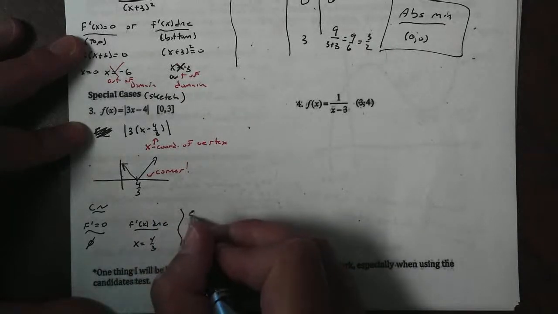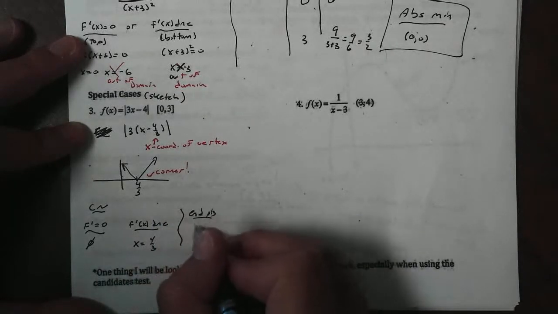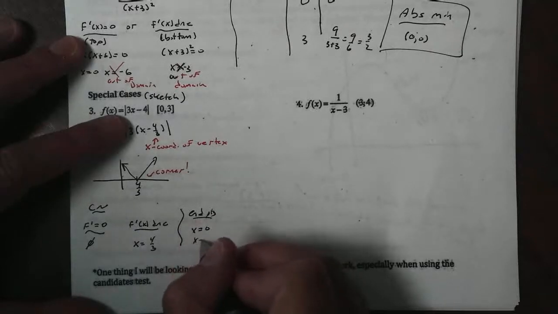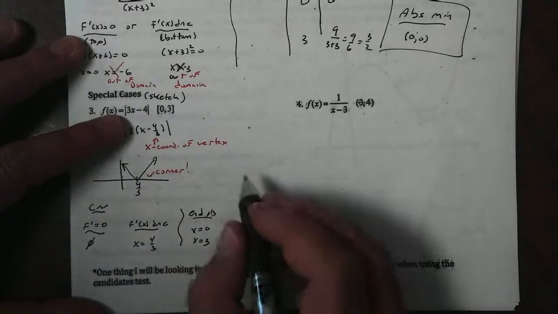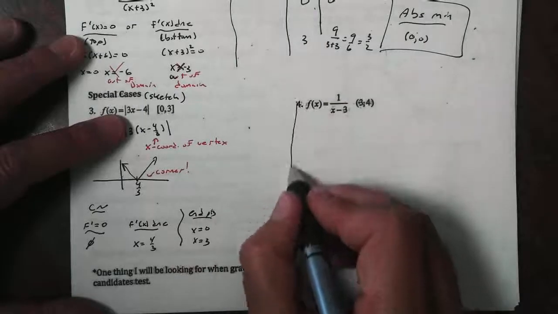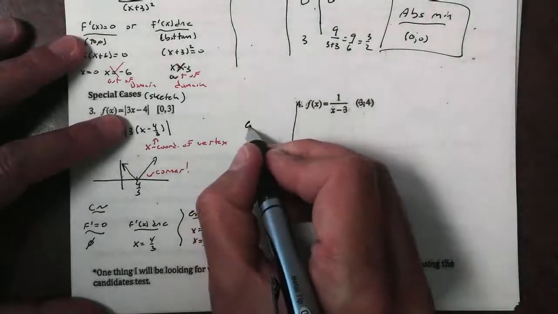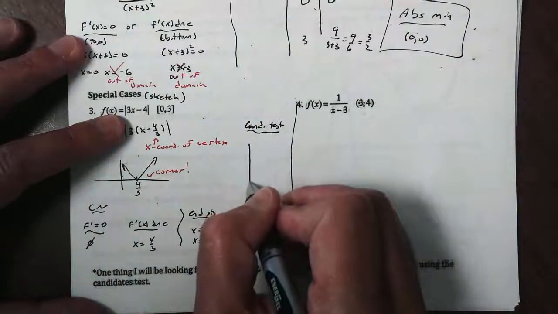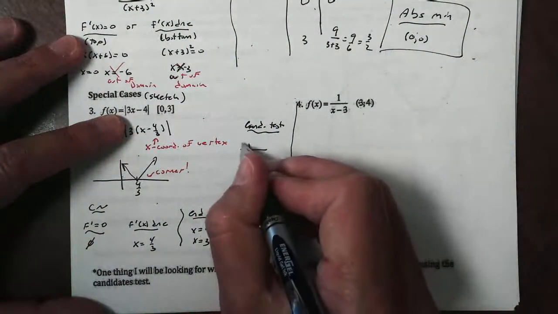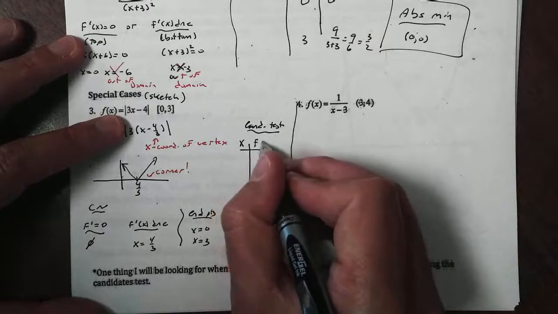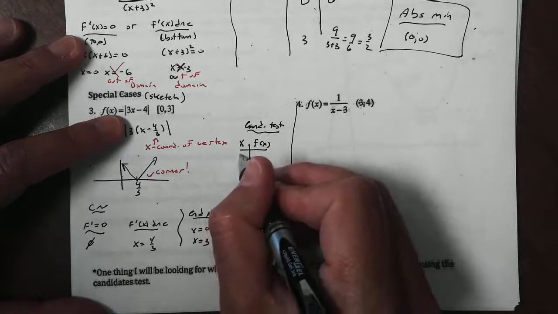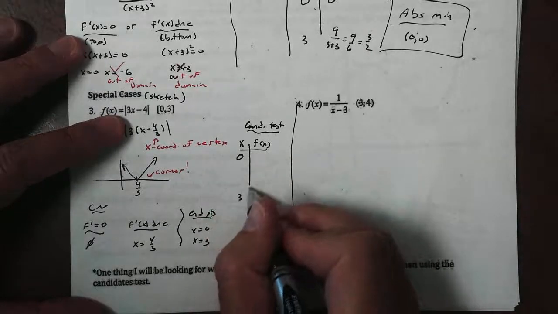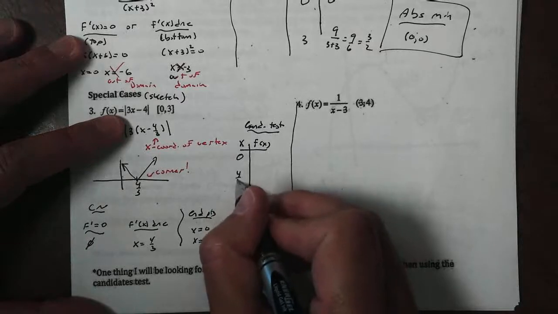Do we have any endpoints? Yeah, they give us 0 and 3. I should give myself a little more room. All right, so let's go ahead and do our candidates test. Set it all the same way, x, f of x. My endpoints, 0, 3, and my one critical number, 4/3.